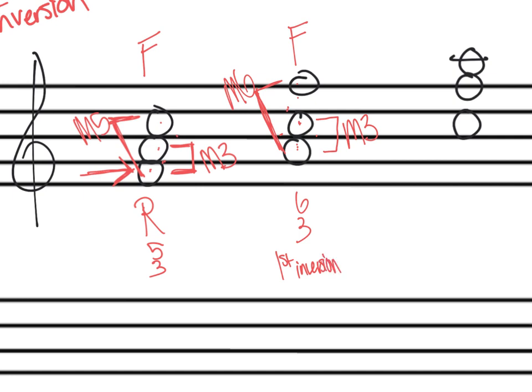Alrighty, so when you see this in a lead sheet, our root position will look just like it does over here, and it'll look like F. And then when we see this on a lead sheet and they're asking for the first inversion, we will see F/A.